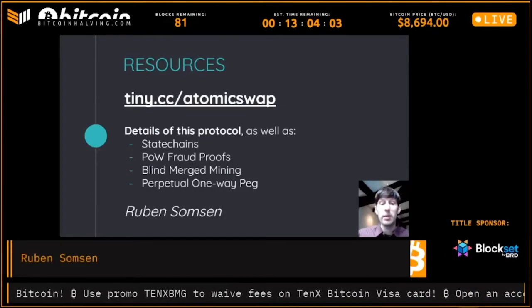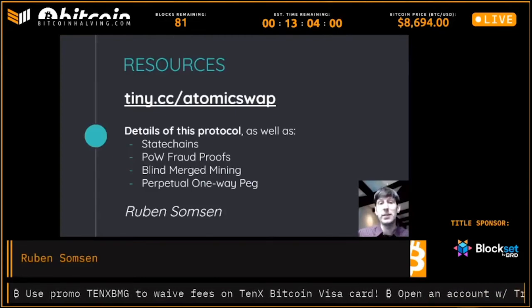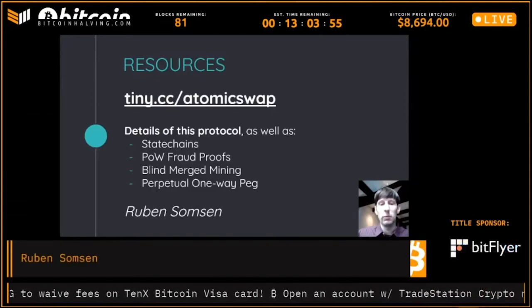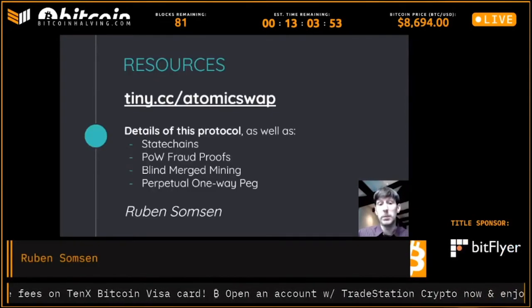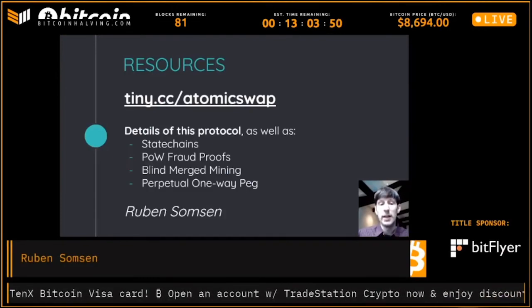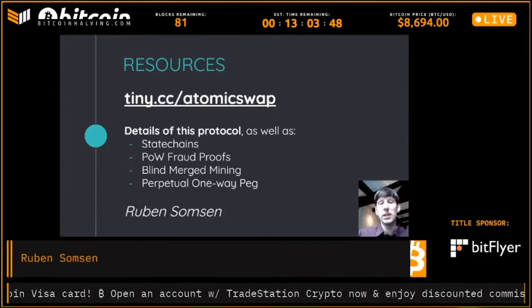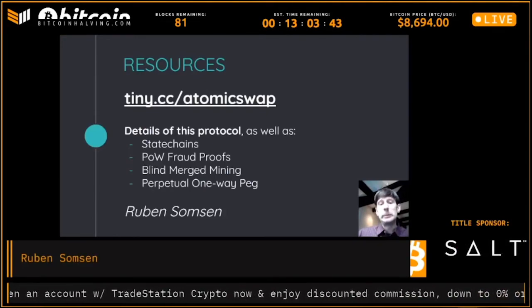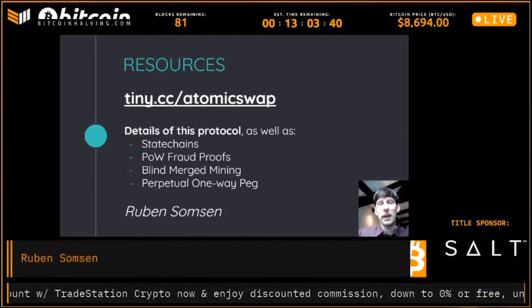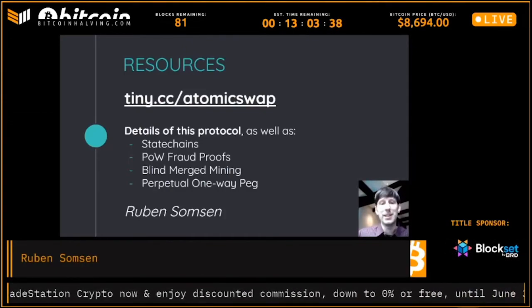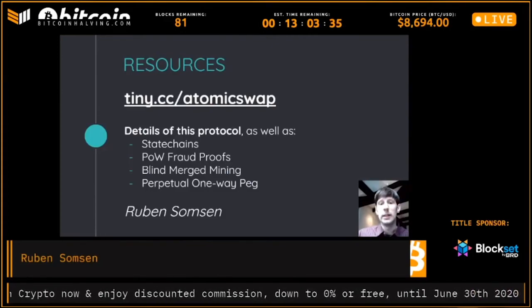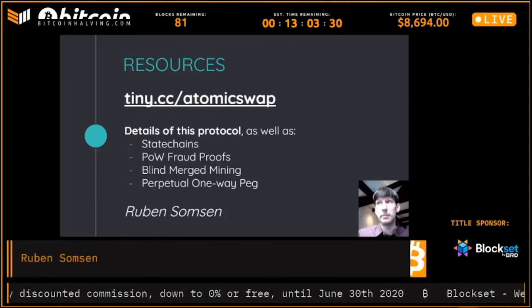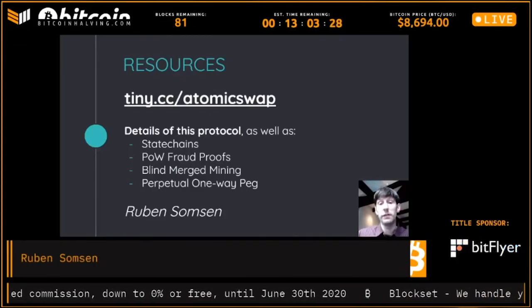I also have some write-ups on blind merged mining, or at least a variant that uses a fee bidding structure, where only the highest paying person gets to put his hash into the blockchain. It's kind of interesting. And perpetual one-way peg, which is a way to do something along the lines of side chains, but without having the store of value property that you're used to from Bitcoin. So it's an interesting little thing that I'm hoping to present about at Bitcoin 2020, the conference in San Francisco.